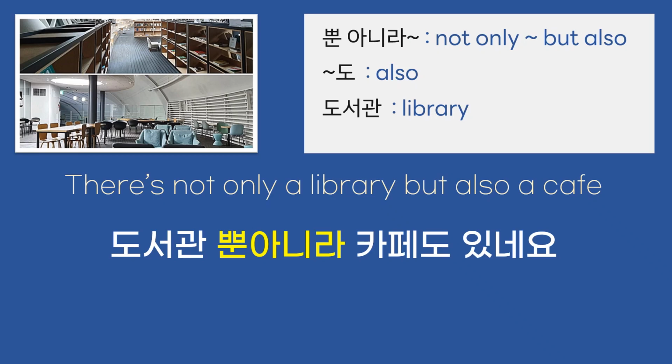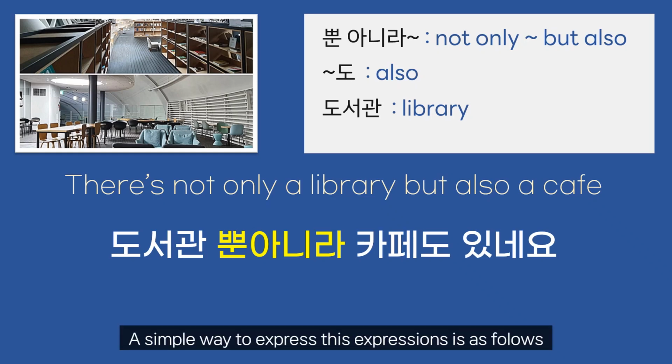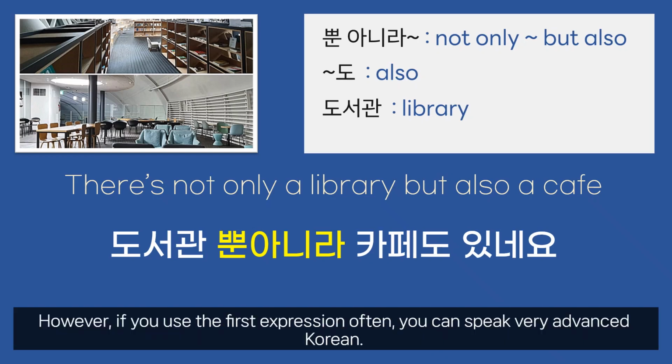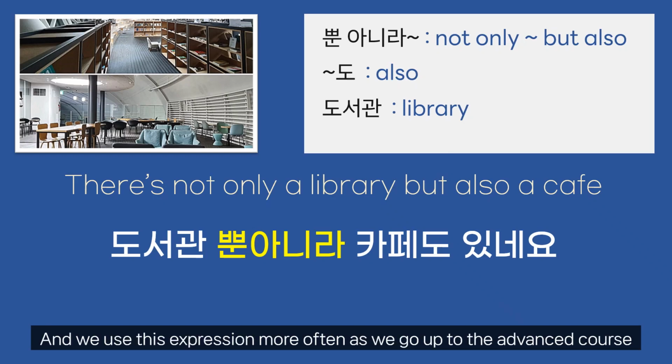도서관뿐 아니라 카페도 있네요. A simple way to express this expression is as follows. 도서관과 카페가 있네요. There's a library and a cafe. However, if you use the first expression often, you can speak very advanced Korean. And we use this expression more often as we go up to the advanced course.